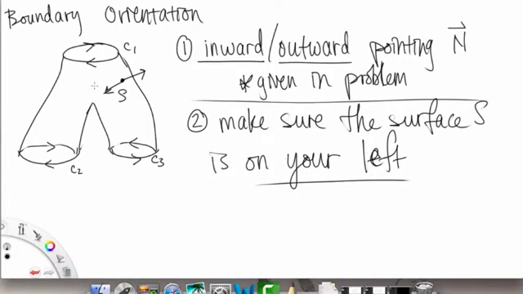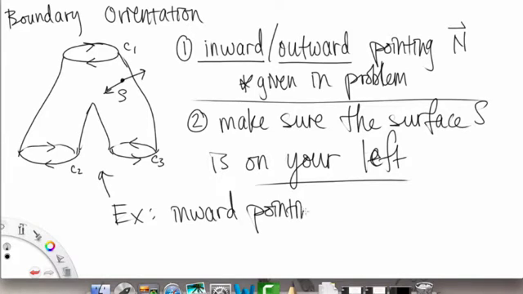Let's say we pick inward. Let's say for this problem they give you an inward pointing normal, so this determines number one. For inward pointing, we're pointing into the artery. If you're pointing in and walking in the direction of the arrow, the surface should be on your left side, correct?